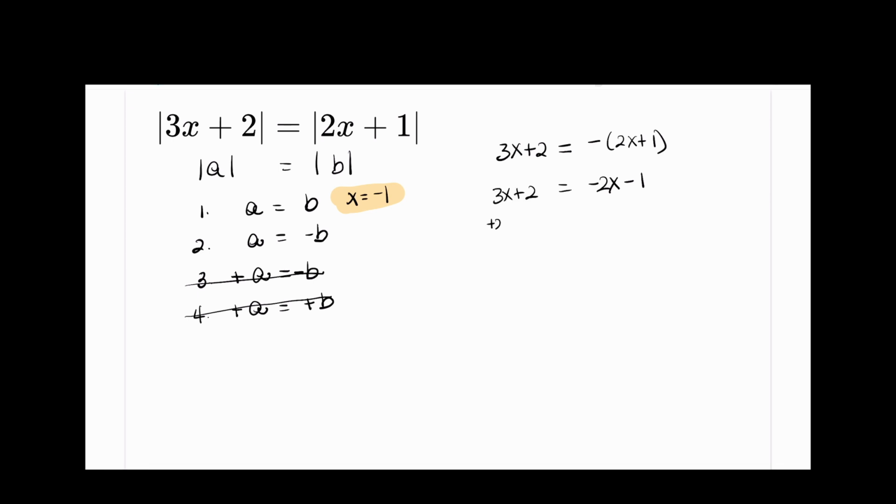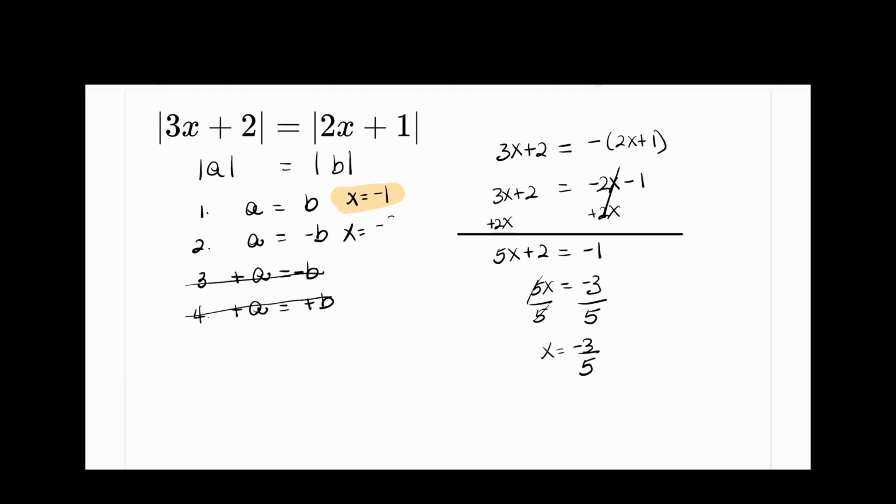I'm going to add 2x on both sides to get rid of the x on one side. We get 5x plus 2 is equal to, this will cancel, -1. Subtract 2 on both sides, we get 5x is equal to -3. To isolate x, we'll divide by 5. This will cancel. We get x is equal to -3/5. Put the solution here. We have two solutions.